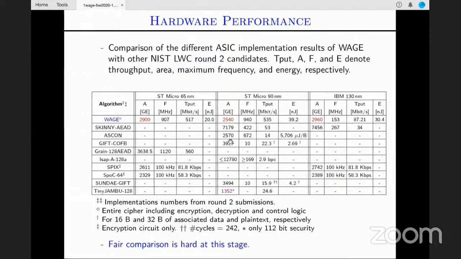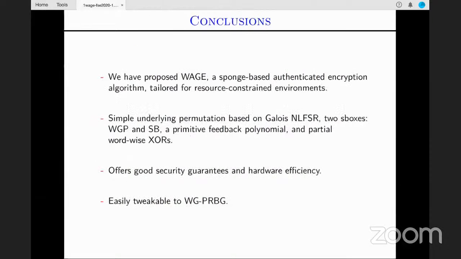So it's closer to SCONE, but here the SCONE implementation is serialized, compared to WAGE, which is round-wise. And the only exception here is TinyJAMBU, which is around 3135 GE. But in terms of security, TinyJAMBU only offers 112-bit security, while for WAGE it's 128. So I would like to mention here that at this point, since ASIC benchmarkings are not available, a fair comparison is a bit hard.